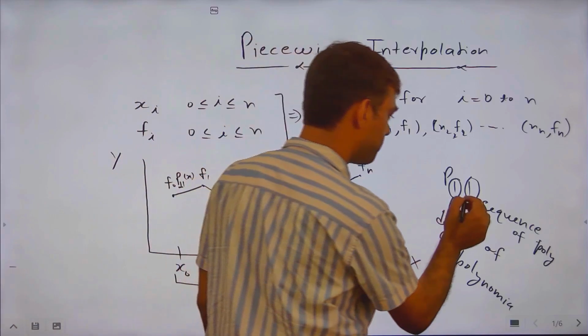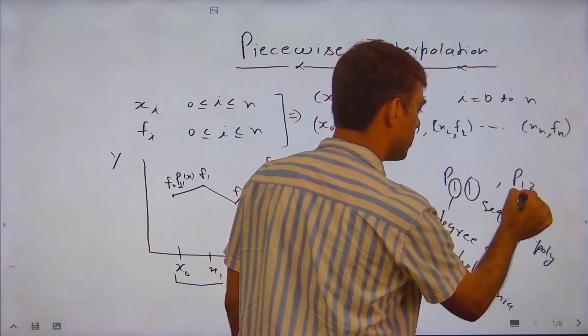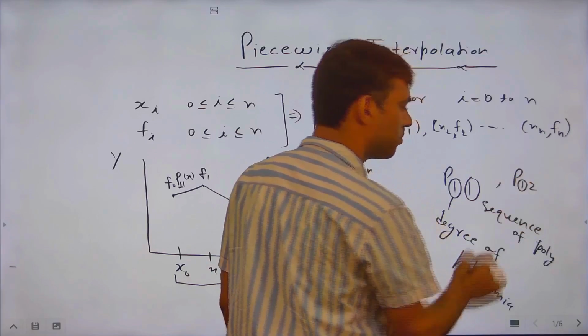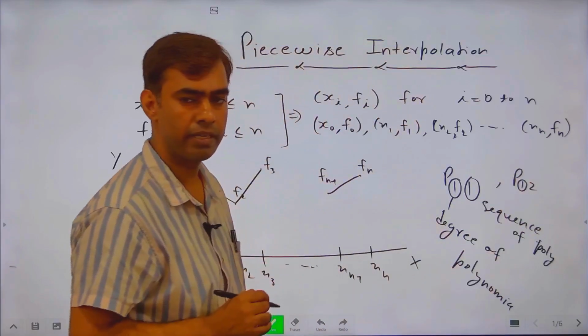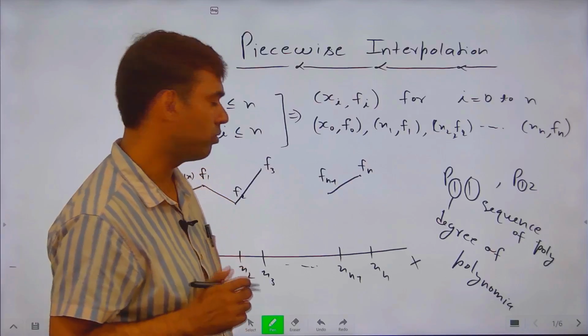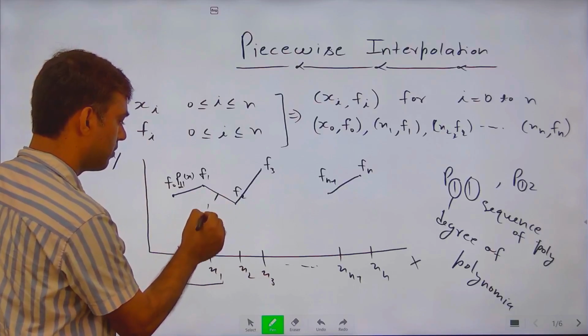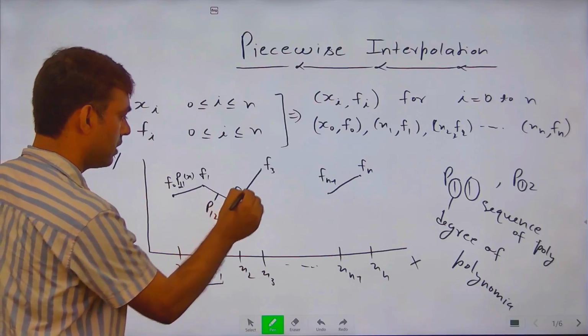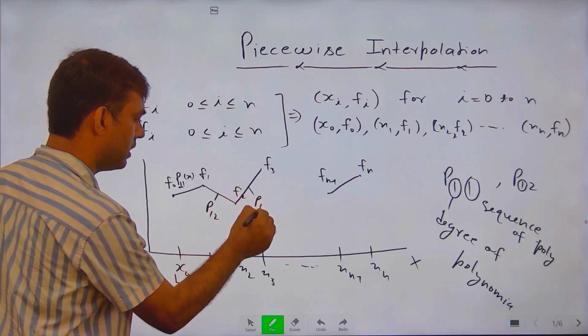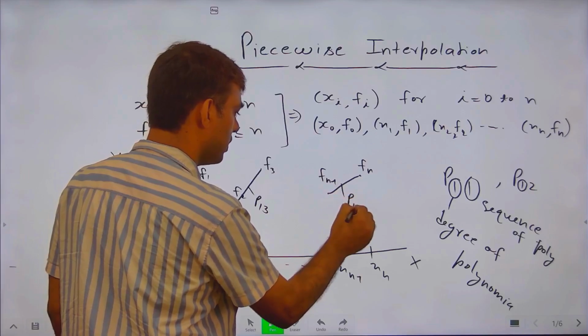And if we write p12, it means the degree of the polynomial is 1, and we fit a polynomial of degree 1 between x1 to x2. So here we write p12, here we write p13, and here we write p1n.